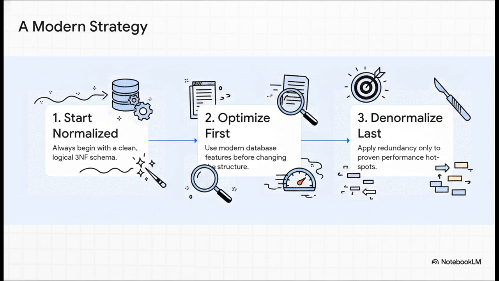Step 2, before you even think about breaking those rules, you optimize. Use all the powerful tools your database gives you, like proper indexing. And only then, really as a last resort, do you go to step 3, denormalize selectively. Be a surgeon about it. Only apply it to the specific parts of your application that are proven performance bottlenecks.